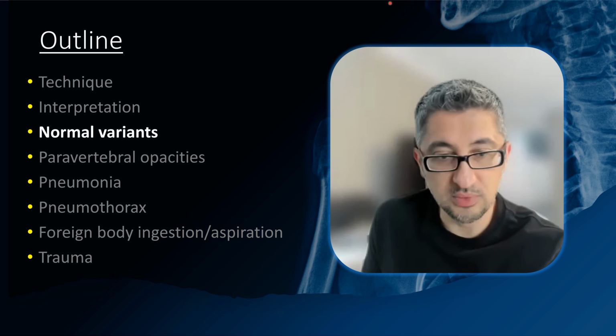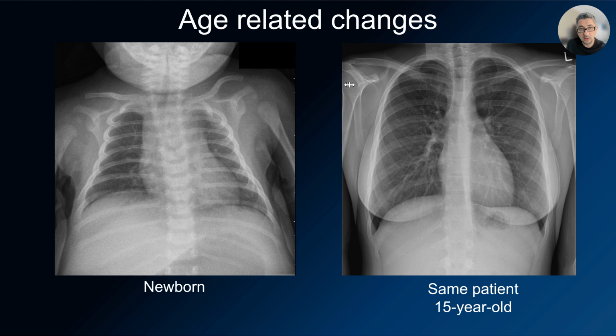I'm gonna skip to normal variants now. Due to the growth of the body during childhood, we see a great variation on chest X-rays. Here you see the chest X-rays of the same patients at birth and at 15 years old. The upper chest is usually smaller in neonates, and the chest has a bell shape normally.